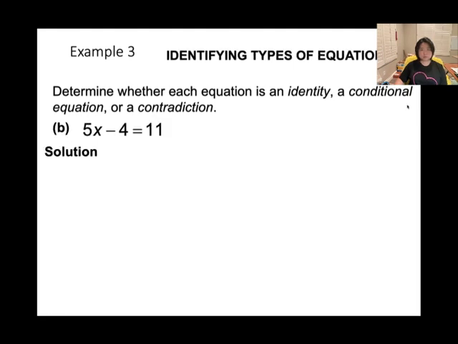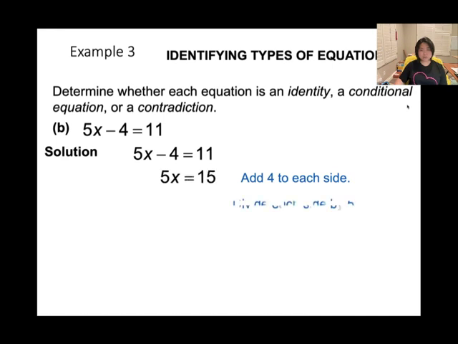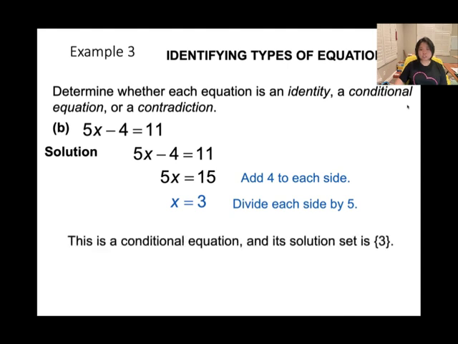Okay, next one. Try. We're gonna add 4 to both sides here. And then divide by 5 for both sides. You're gonna get x equal to 3, right? So we find the unique solution. x is equal to 3. So this is a conditional equation.